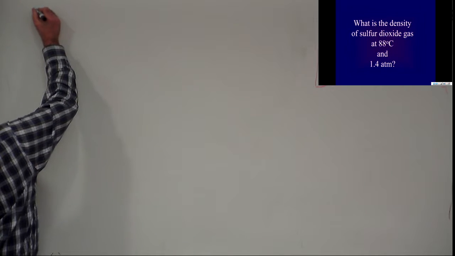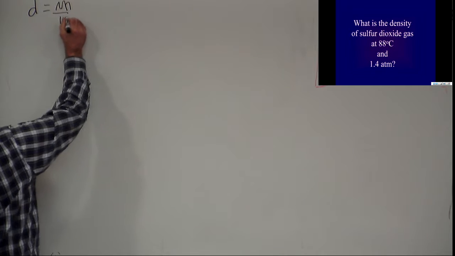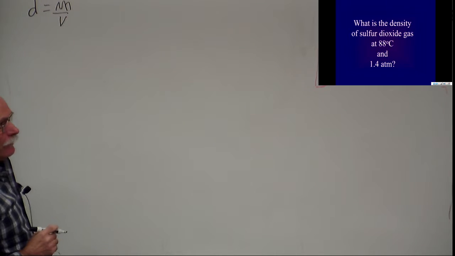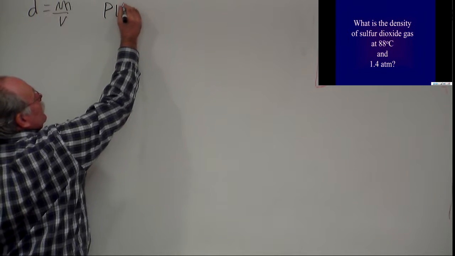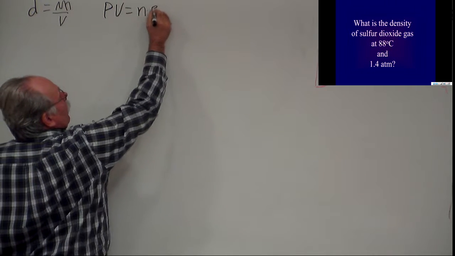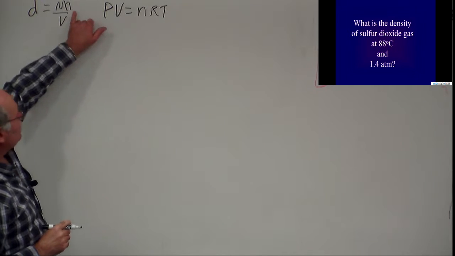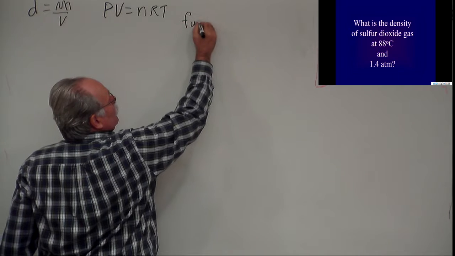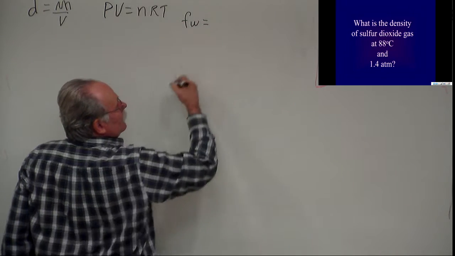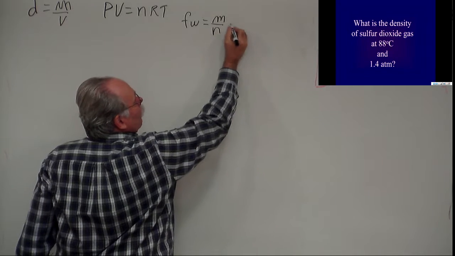We know that density is equal to mass over volume, and I'll use a small m for mass. We know that for a gas, PV equals nRT. And we know that we can relate mass to moles with the formula weight. The formula weight is equal to the grams per mole, or the mass over the number of moles.